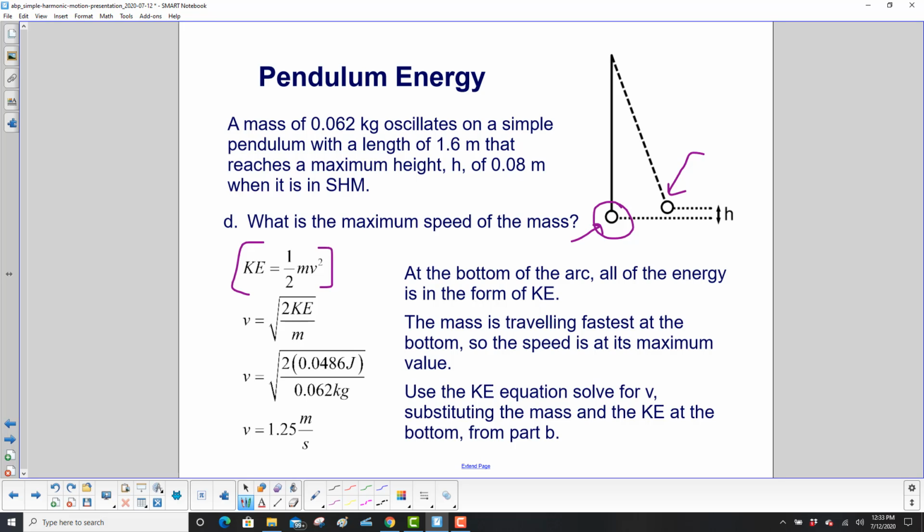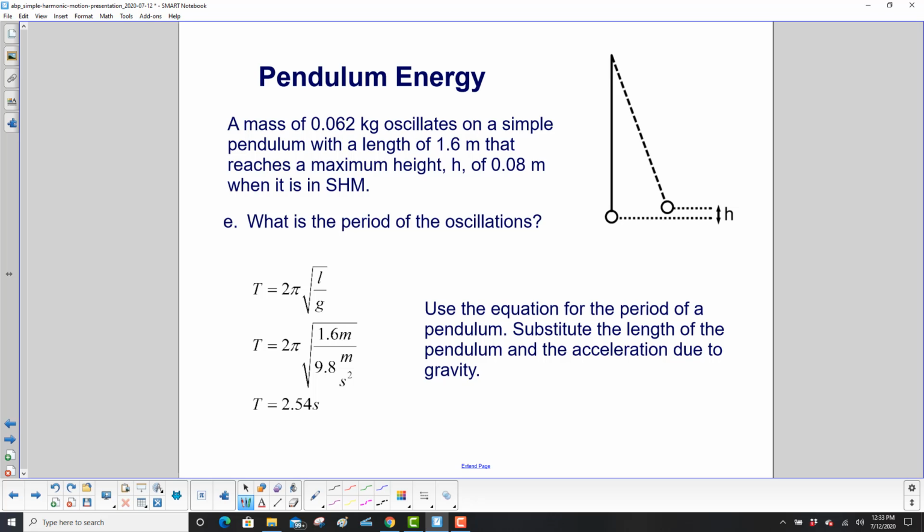So we solve the kinetic energy equation for velocity, multiply both sides by 2 over m, and on the right side, that will cancel out the 2, the m cancels out this m, and we're left with v squared, and on the right side, we have 2 over m times KE. We then take the square root for the velocity, substitute in our value for kinetic energy, and there's the mass, and we get a velocity. The maximum speed is 1.25 meters per second.